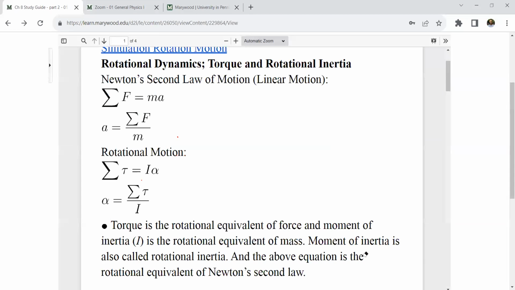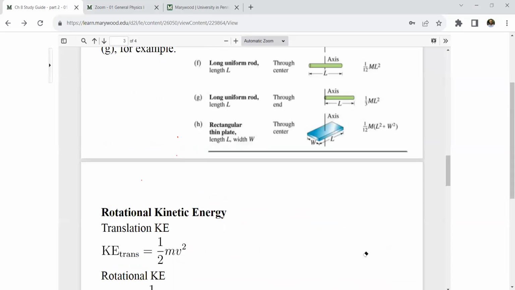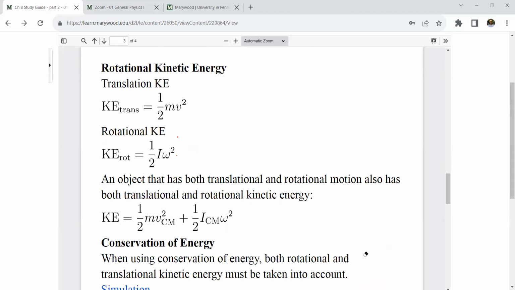Now, a few more things, but these things are not too difficult. Kinetic energy. Earlier we learned that the kinetic energy is equal to half mv square, right? Now, when rotation or rolling is involved, we may have both rotational and translational kinetic energy, so we need to define that. You already know that translational kinetic energy is half mv square.